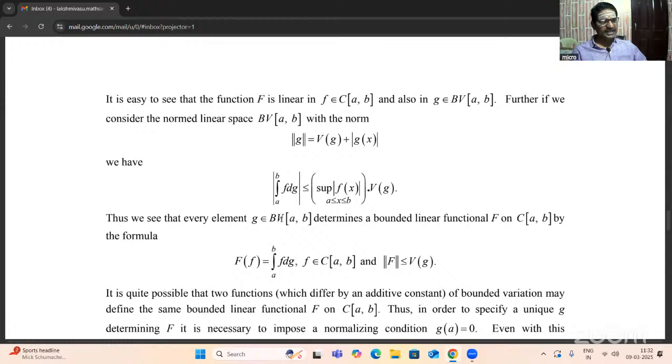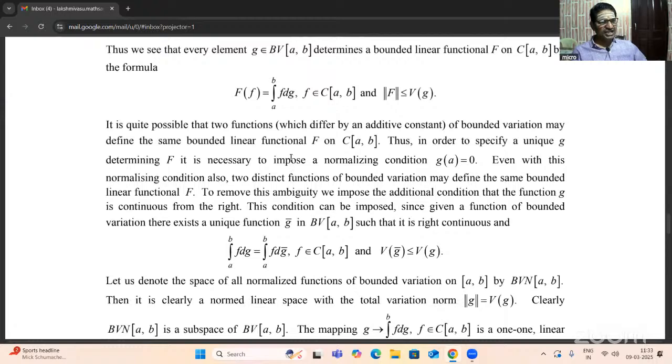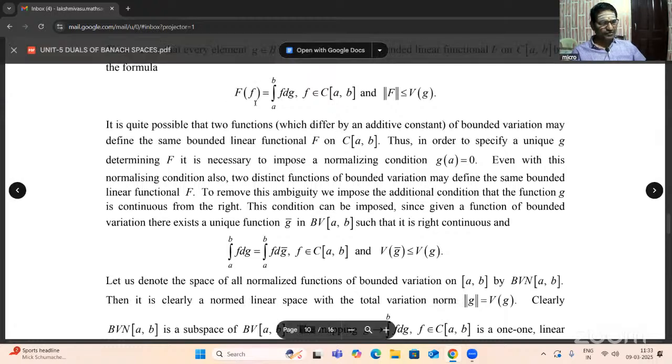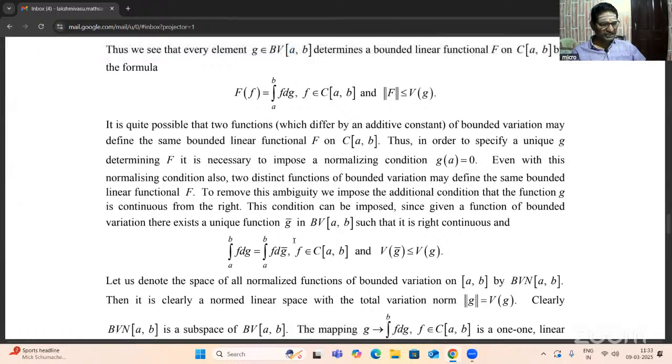So finally every element g of bounded variation on the interval [a,b] determines a bounded linear functional F on C[a,b] by the formula F of f equal to the integral from a to b of f dg, which you will apply in further theorems. Here f belongs to C[a,b], and the norm of F is less than or equal to the total variation V of g.